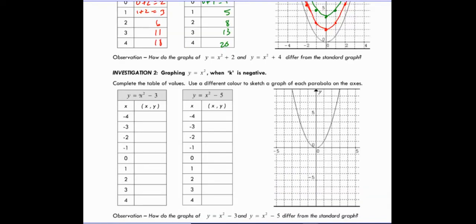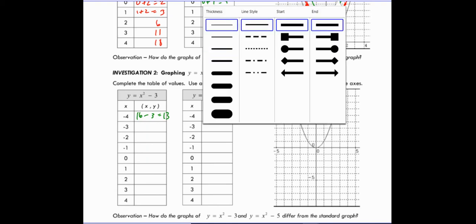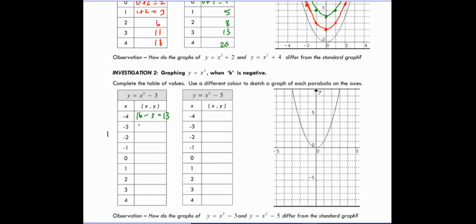But anyways, 16 minus 3 is going to be 13. Let's change our color here. We haven't done a blue one yet. Okay, 9 minus 3 is 6. 4 minus 3 is 1. 1 minus 3 is negative 2. 0 minus 3 is negative 3. And then we're going to repeat our numbers.